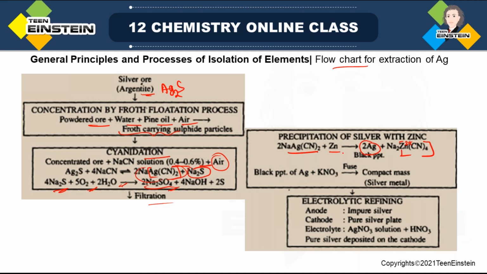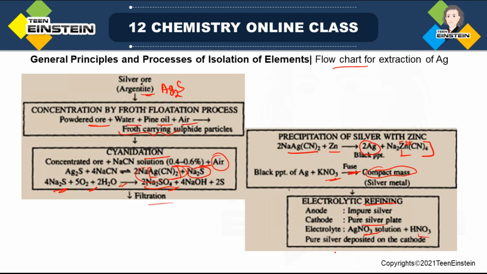Now this black precipitate can be further fused with KNO3, though this step is extra, it is not mentioned in the previous slide, but it can also be done. Fused, and we get some compact mass. Now this compact mass of silver, finally we do the purification method, where the anode will be the impure silver that you want to purify, and the cathode will be a thin sheet of silver. The electrolyte is AgNO3 in the presence of acid.